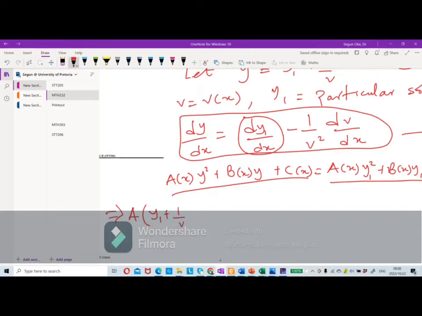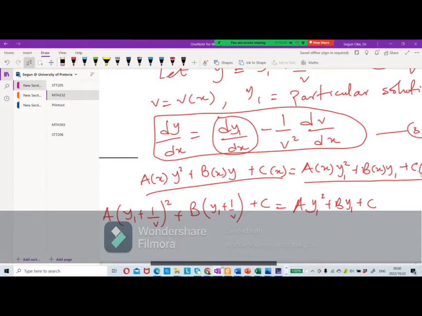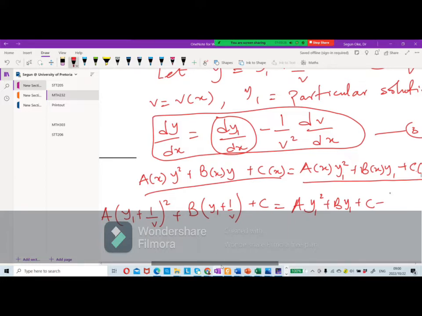So you substitute it. Squared. Plus B. What is B? Y1 plus 1 all over V again. Plus C equals to, remember the other side is already Y1. Just put them there. A, we don't need to put of X again at this point. A Y1 squared plus B Y1 plus C minus 1 all over V squared dV dx.